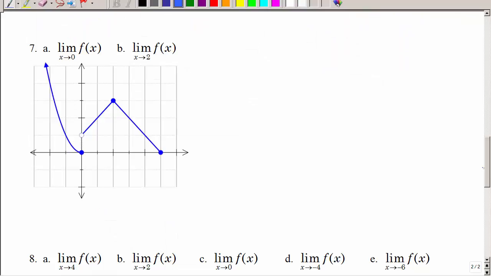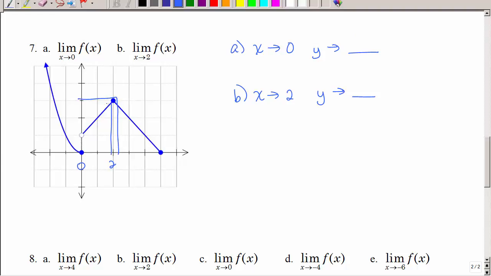All right, let's look at number 7. We have the same graph, 2 questions. So part A, as x approaches 0, what does y approach? I'm going to let you fill that in. And on part B, as x approaches 2, y goes to? What are those answers? Hopefully you got does not exist here, and you got 3 for that one.